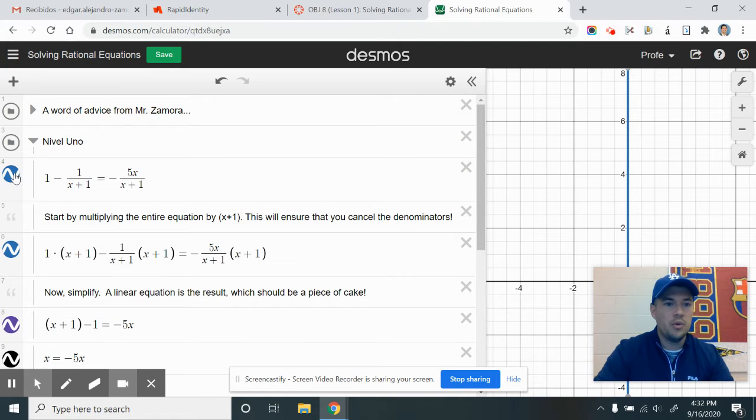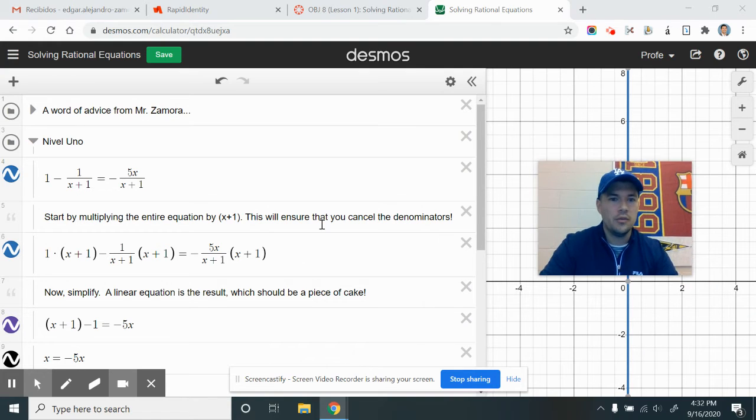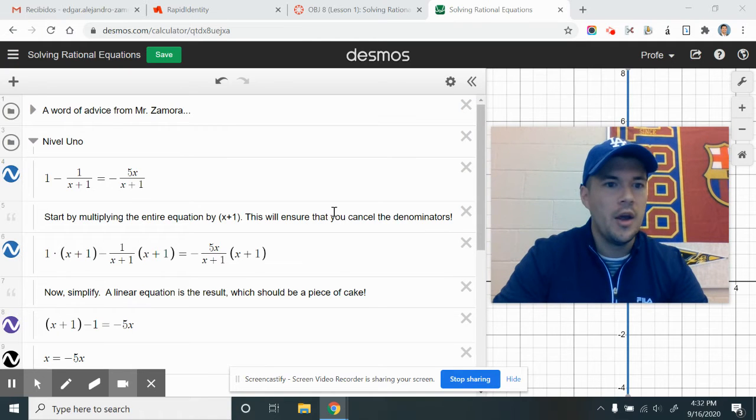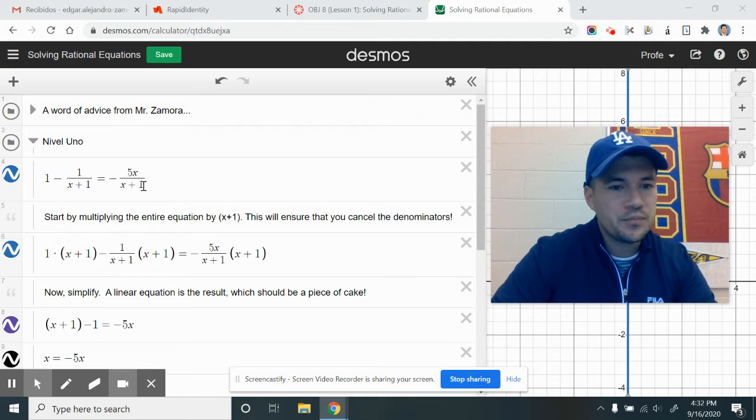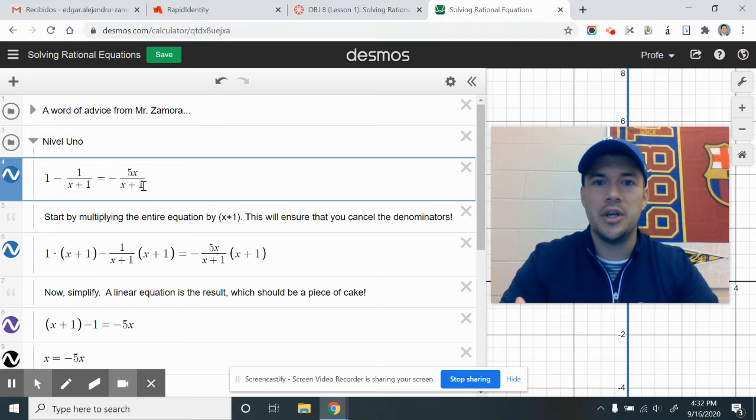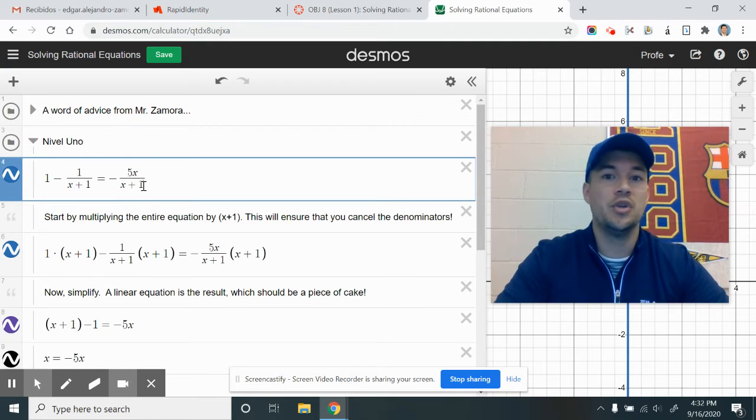All right. So this first one's what I call a level one equation. Hey, look, I'm bigger. I could make myself bigger. All right. So I got 1 minus 1 over x plus 1 equals negative 5x over x plus 1. Now, the whole problem with these equations is that you have a denominator. And very often with equations that have a denominator, we simply multiply that denominator to both sides, and it is no longer a rational equation. So that's exactly what we're going to do. We're going to multiply both sides by x plus 1.